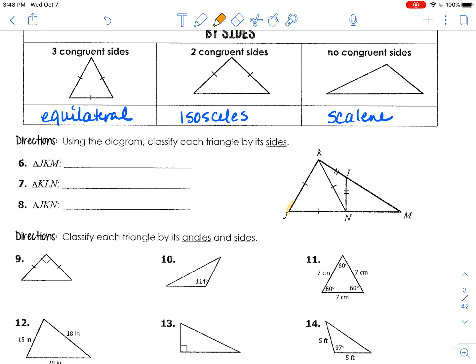So again, let's classify each triangle by its sides. And I'll use my highlighter again. JKM, J to K to M is this big triangle here. All right, so let's see, what do we have here? We are looking at three different side lengths. Three different side lengths makes a scalene triangle.